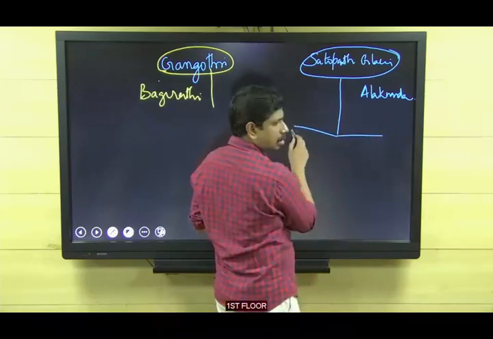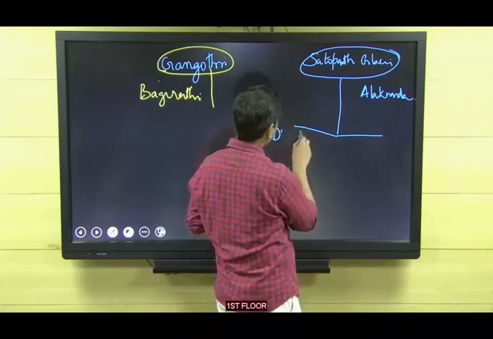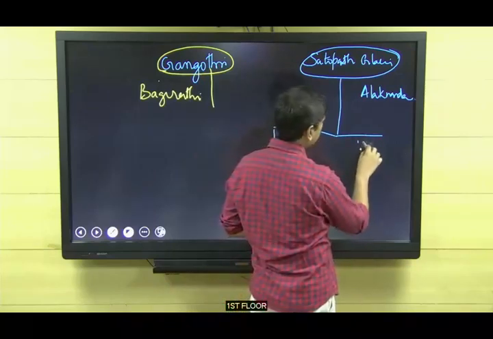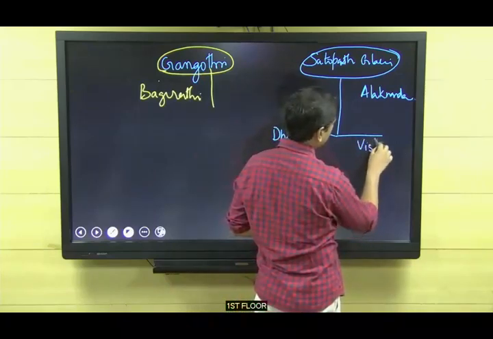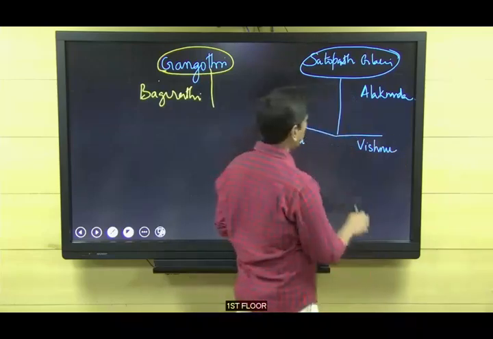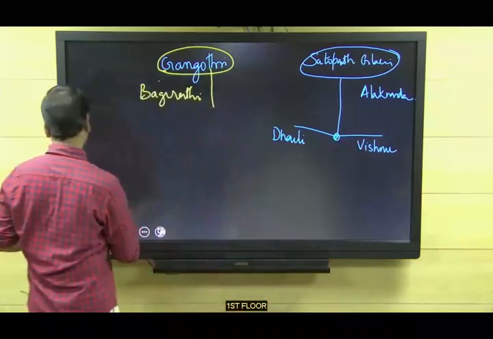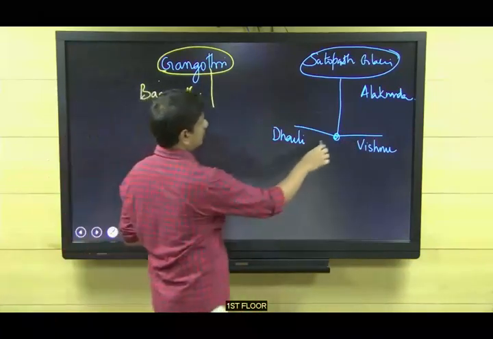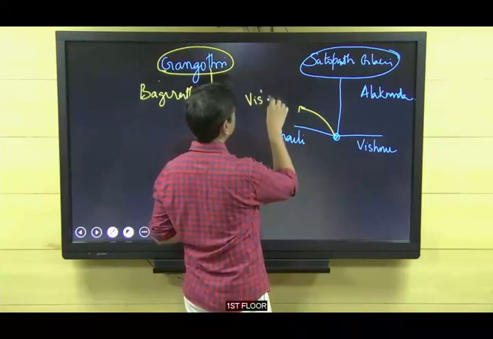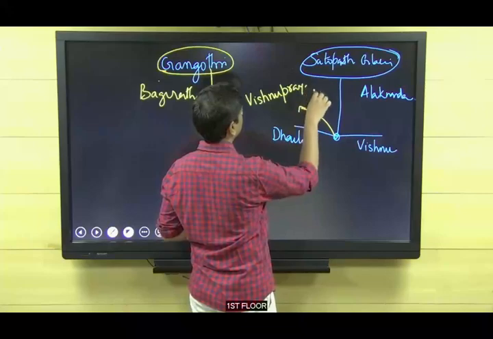One is Dhauli Ganga and Vishnu Ganga. Vishnu Ganga and Dhauli Ganga. The place is known as Vishnu Prayag. This place is known as Vishnu Prayag. Okay.